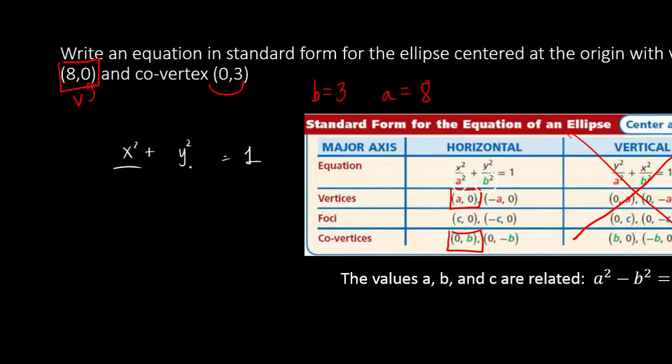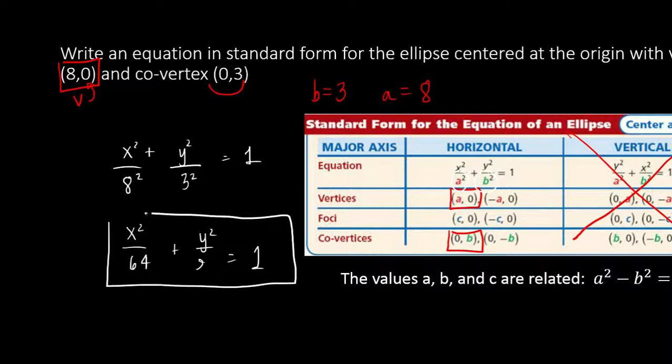we are ready to fill in our information. So a is 8, so I write 8 squared. b is 3, I write 3 squared. And then I simplify. x squared over 64 plus y squared over 9 equals 1. This is the equation in standard form for this ellipse.